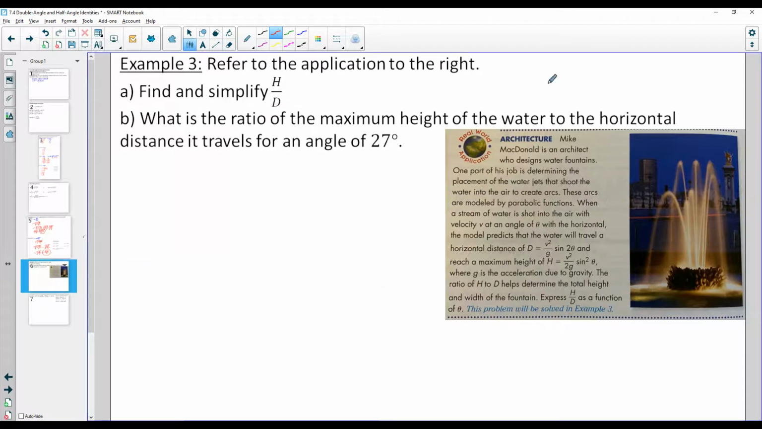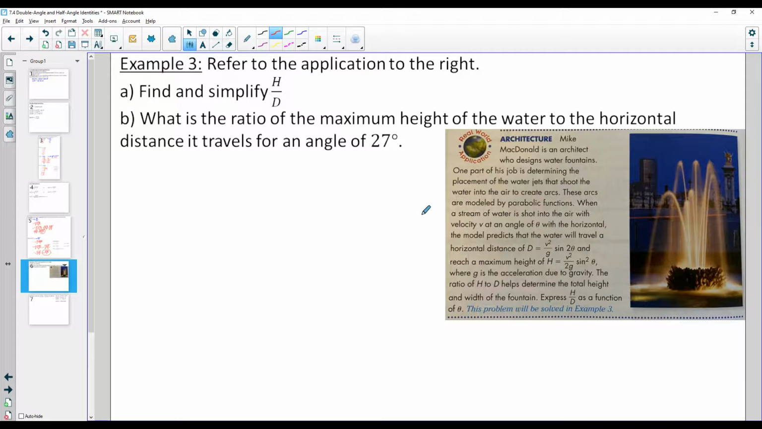Now, for example 3, we have referred to this application here. Mike McDonald is an architect who designs water fountains. One part of his job is determining the placement of the water jets that shoot the water into the air to create arcs. These arcs are modeled by parabolic functions. When a stream of water is shot into the air with a velocity of v at an angle of theta, the horizontal model predicts that the water will travel a horizontal distance of d equals v squared over g times sine 2 theta and reach a maximum height of h equals v squared over 2g times sine squared of theta, where g is the acceleration due to gravity.